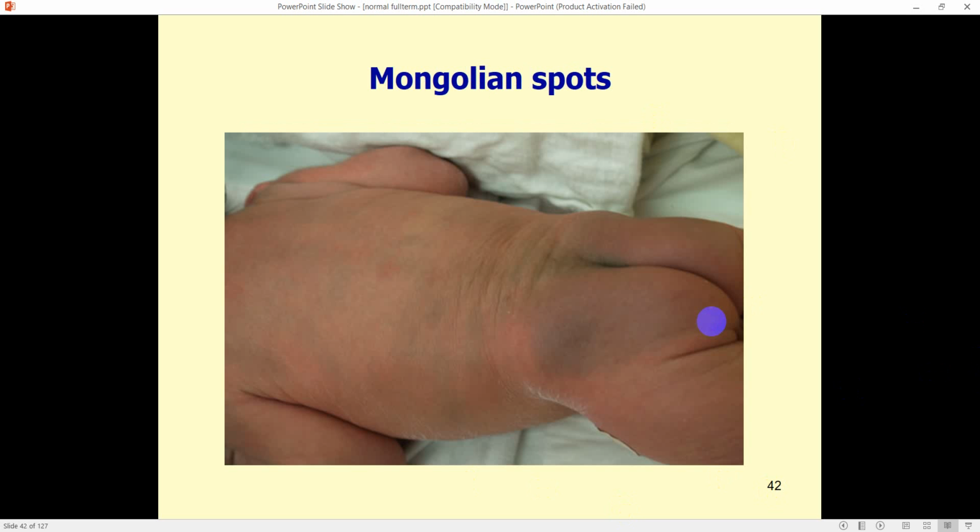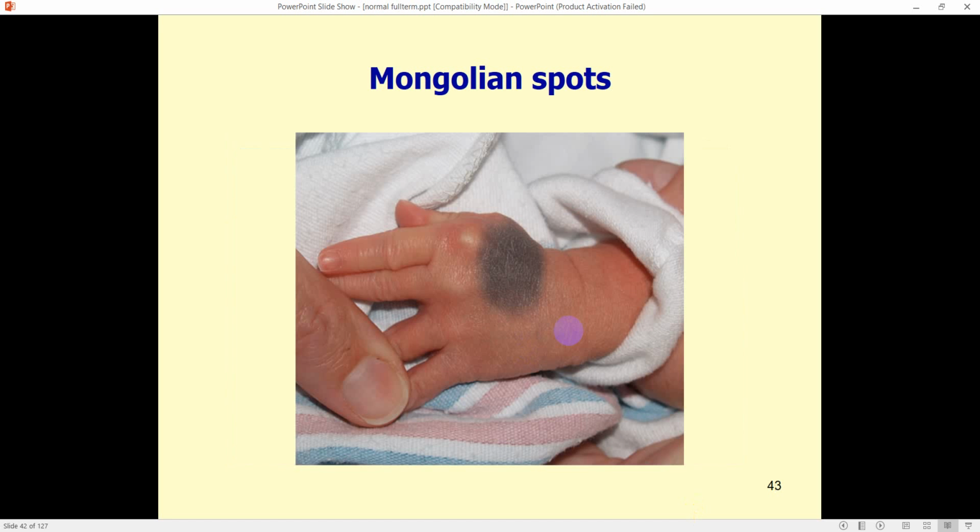And we also need to look for birthmarks which are regarded as normal, like this Mongolian spot. It is a bluish discoloration of some spots present here on the back, sometimes on the abdomen. This is benign. This is a Mongolian spot present on the hand. Again, this is not abnormal.